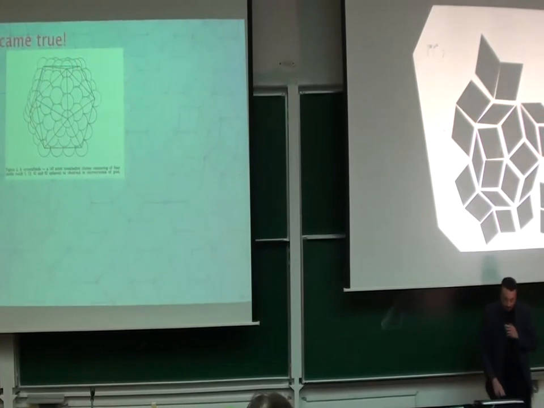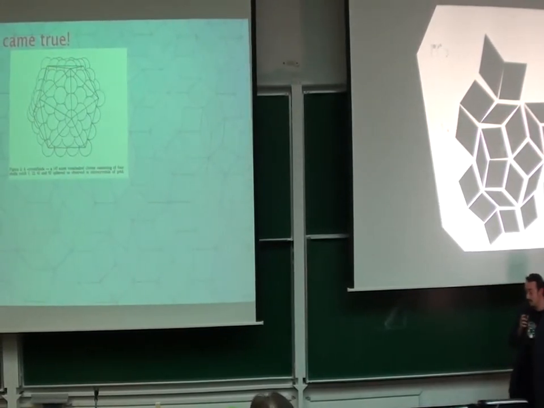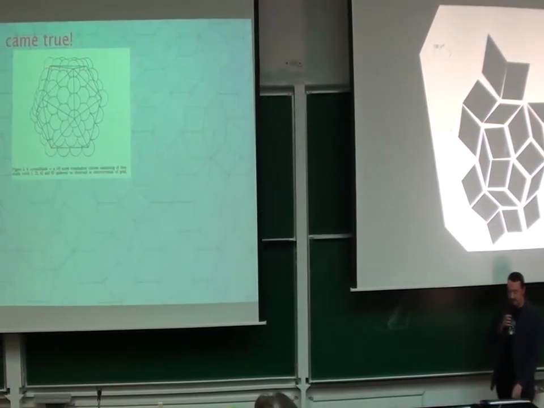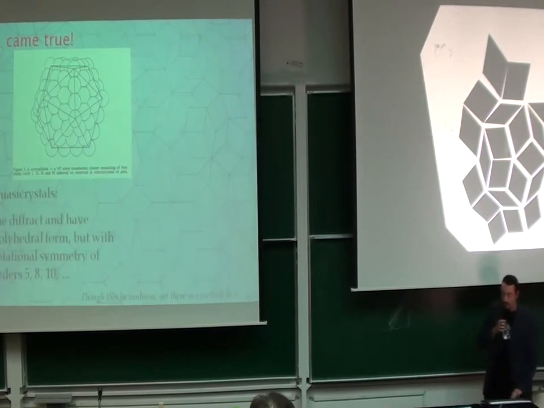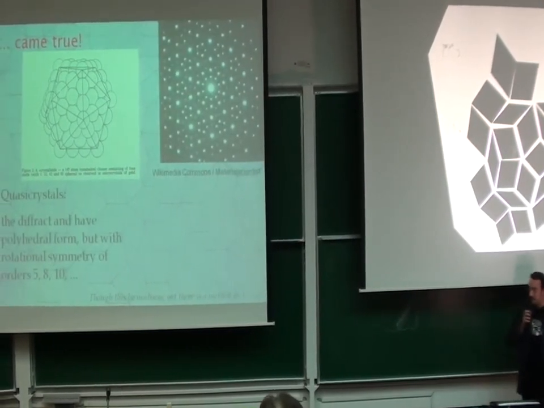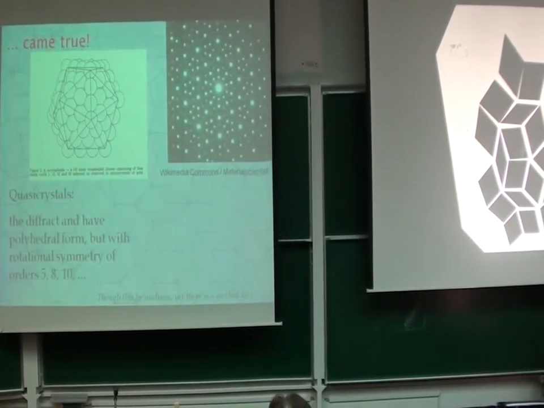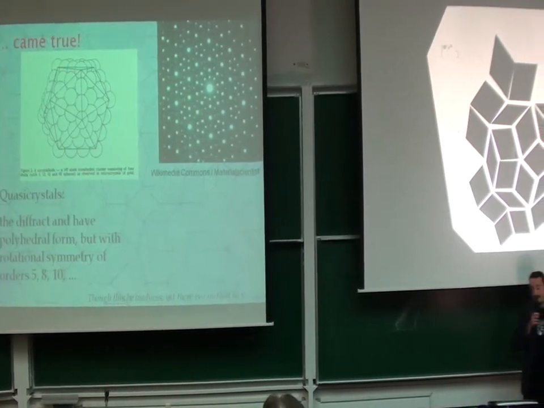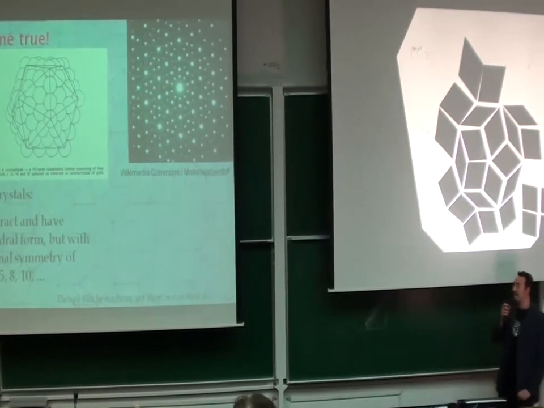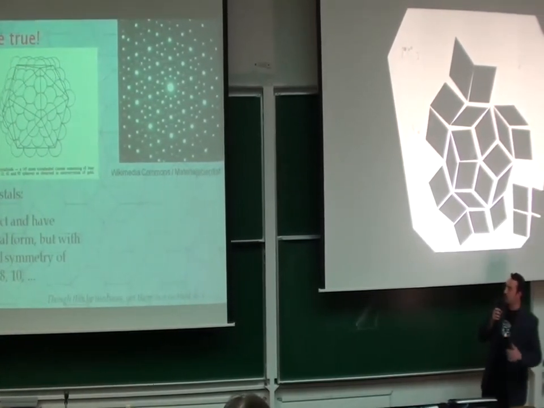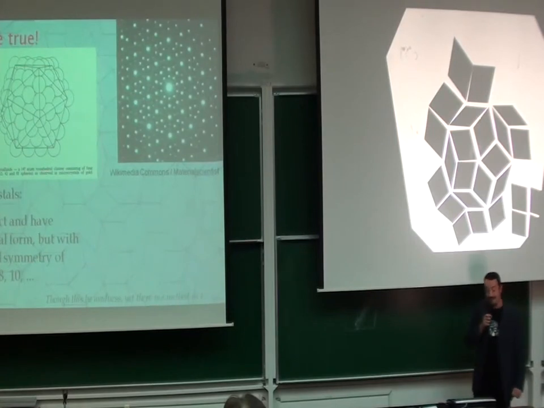Highly structured, and for a while this was only theoretical until 1982, when Dan Schechtman, an Israeli scientist then working in America, found an alloy which was diffracting radiation. It seemed to be a crystal, but the diffraction image had a forbidden symmetry of order 10.